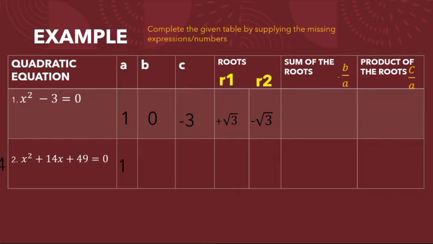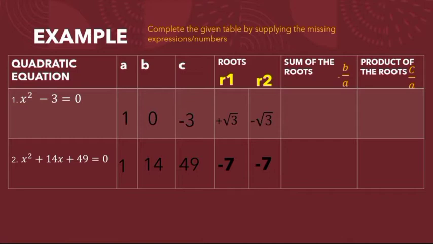Now, number 2, we have a is equal to 1, b is equal to 14, c is equal to 49. Now, to obtain the roots of the quadratic equation, we can use factoring. And then, we will get the roots as negative 7.